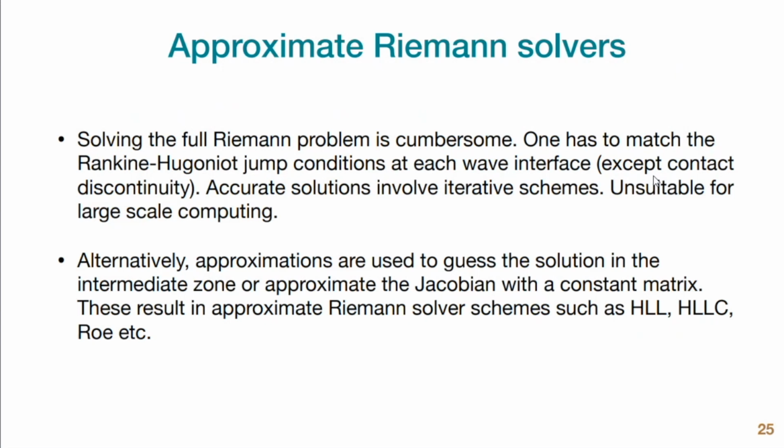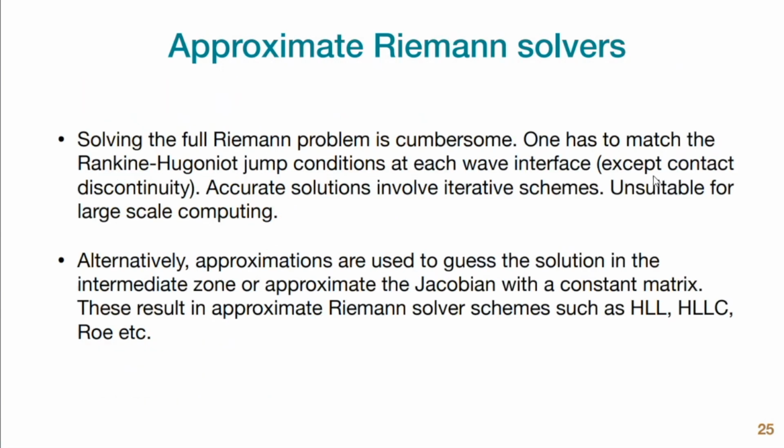So for that, we employ some approximate steps. Approximate or gloss over some of these things. These are called the approximate Riemann solvers, such as the HLL, HLLC, Roe, etc. Why am I mentioning these names? Because these are the schemes you choose in a file when you choose a Riemann solver.